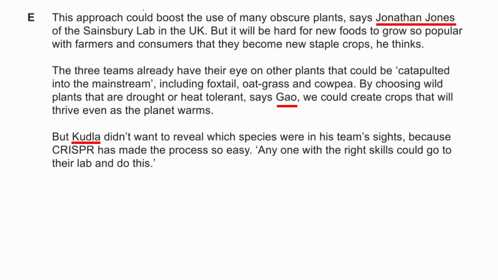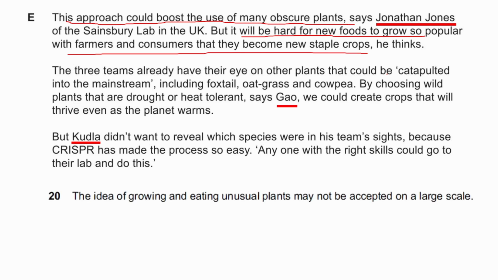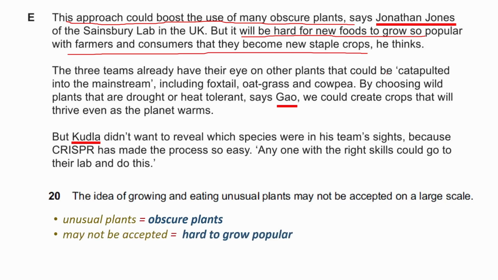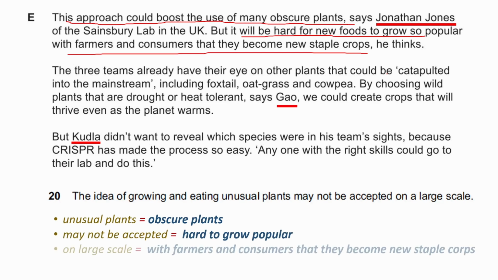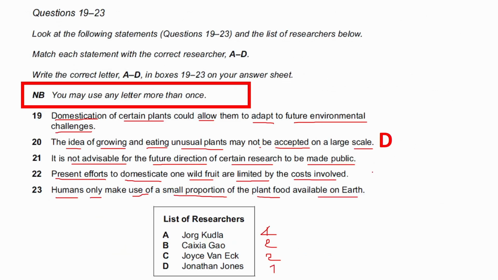This approach could boost the use of many obscure plants, says Jonathan Jones, and it will be hard for new foods to grow so popular with farmers and consumers that they become new staple crops, he thinks. So this is exactly the statement in number 20. Unusual plants, in the text we have obscure plants, may not be accepted, hard to grow popular on a large scale, with farmers and consumers, so that they become new staple crops. Staple means main.